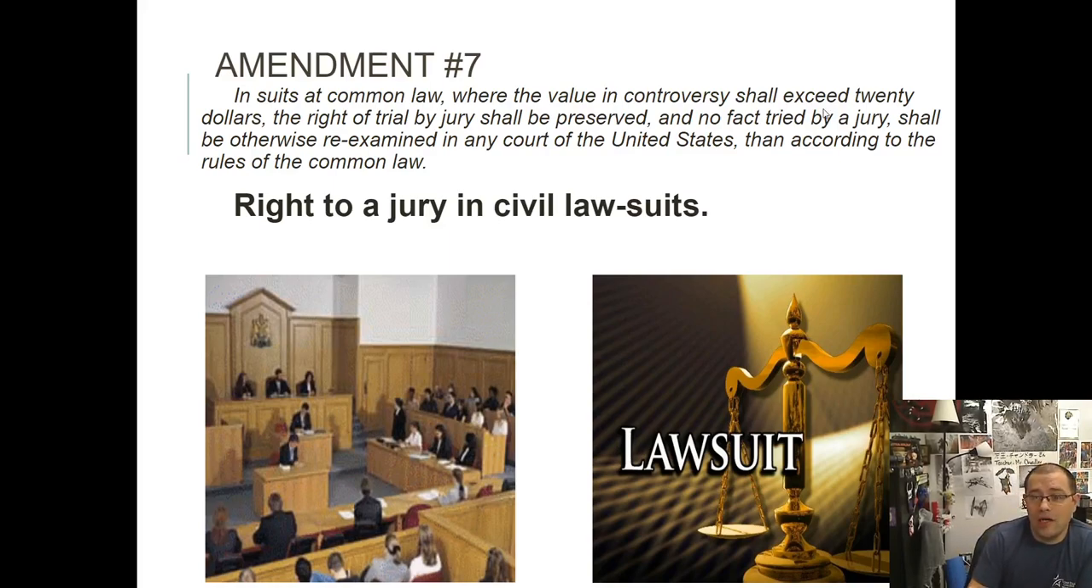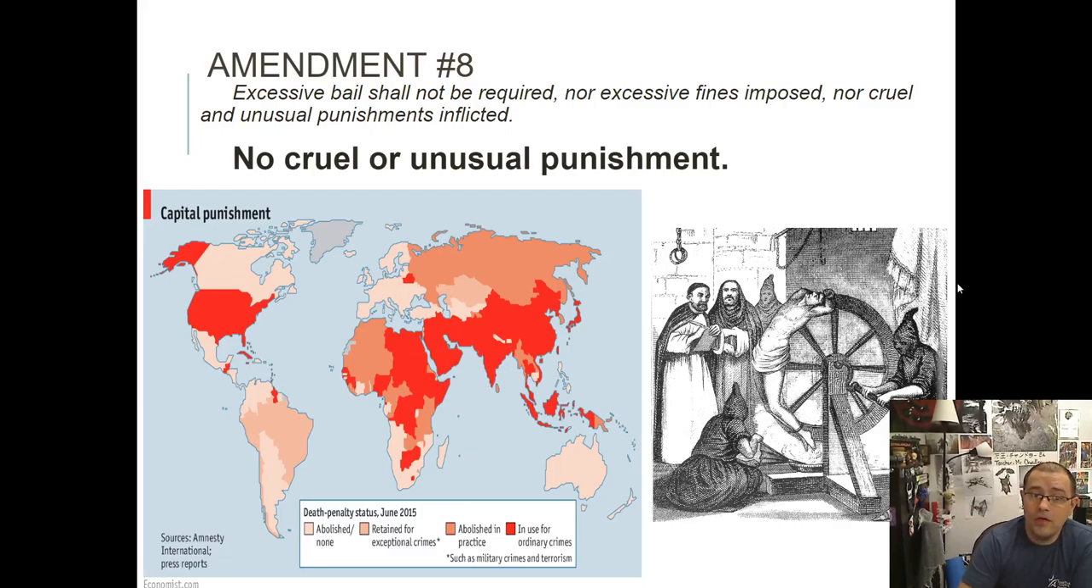Anyway, moving on. Amendment number 8, a lot of people know, no cruel or unusual punishment, nor excessive fines. So it says, excessive bail shall not be required, nor excessive fines imposed, nor cruel and unusual punishments inflicted. So it's actually 3 things. Everyone focuses on the no cruel and unusual punishment, but you also got excessive bail and excessive fines.